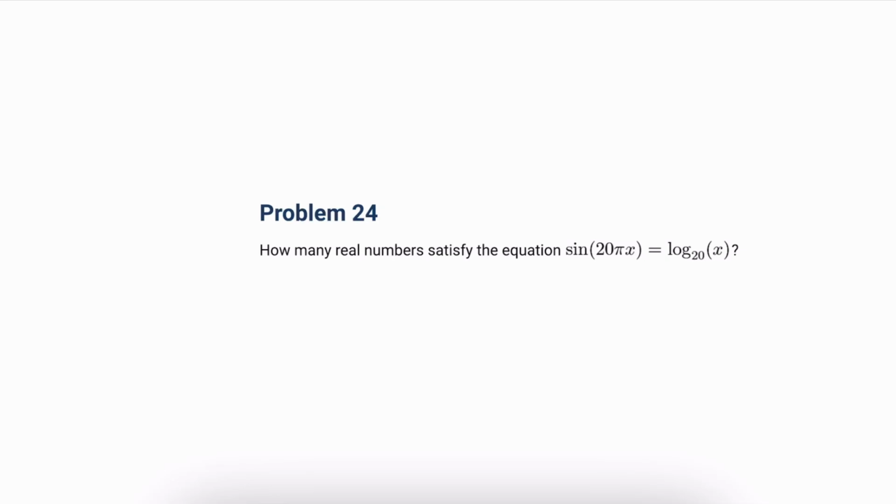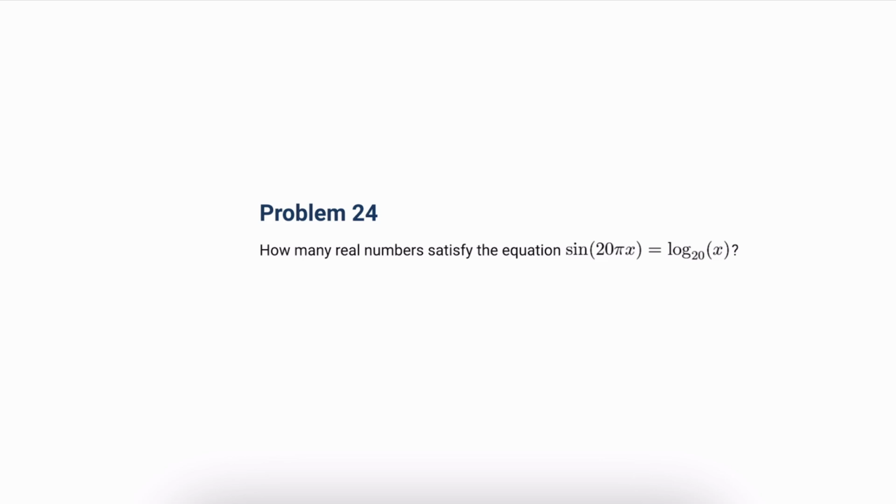Today we're looking at problem 24 from this year's AMC 12B competition, where we're asked to find the number of solutions that satisfy sine of 20 pi x is equal to log base 20 of x. Looking at this equation, there's no really obvious way to manipulate it because one side is sine and one side is log.